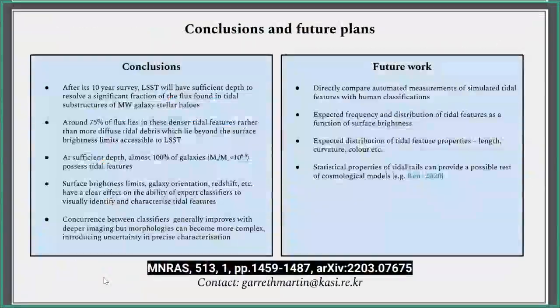I'm just going to go to the last slide. At the end of the 10-year survey, Rubin should have sufficient depth to resolve quite a significant fraction of the flux that we find in the tidal substructure of Milky Way mass galaxies and more massive objects as well. About 75% of the flux within these Milky Way mass stellar halos actually lies within these denser tidal substructures rather than more diffuse tidal debris.